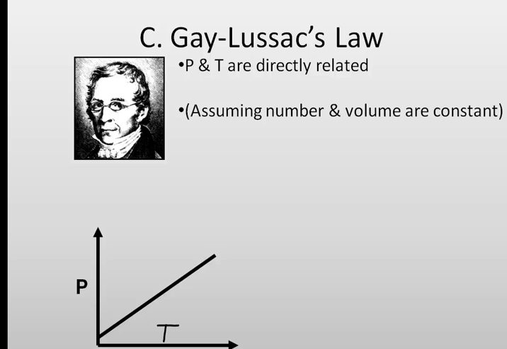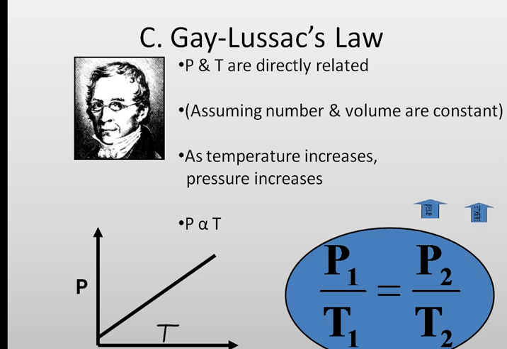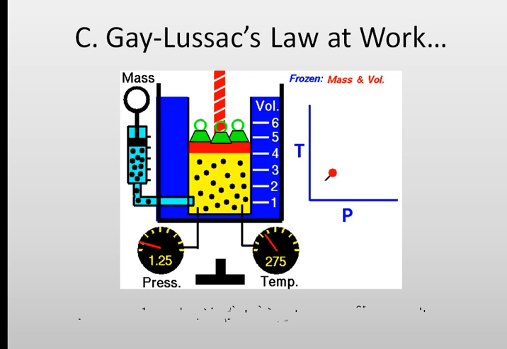This is also when we're assuming the number of moles and volume are going to be constant. So as the temperature increases, the pressure will increase. So it's a direct relationship. Pressure is proportional to temperature, and this is the equality: P1 over T1 is equal to P2 over T2. So again, as one goes up, so will the other.